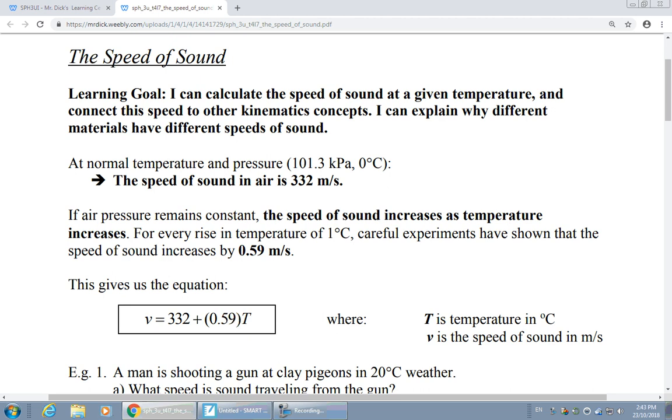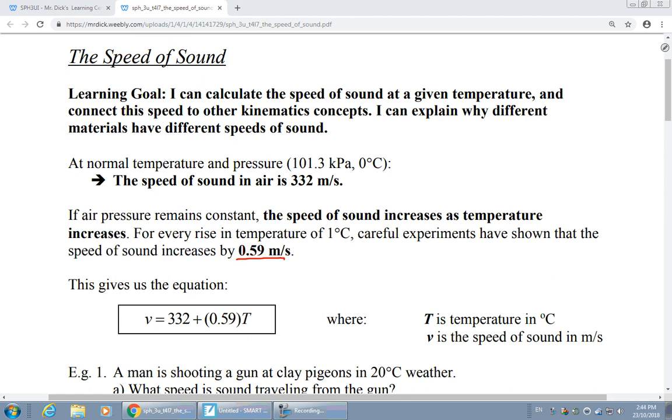When the air temperature increases, or it gets hotter outside essentially, the air particles move a little bit faster. And that allows them to transfer their energy from one to the other a little bit easier, and allows the sound wave to actually move faster. So an increased temperature leads to an increased speed of sound. And through some careful measurements, what they've realized is that every time the temperature goes up by 1 degree Celsius, the speed of sound increases by 0.59 meters per second.